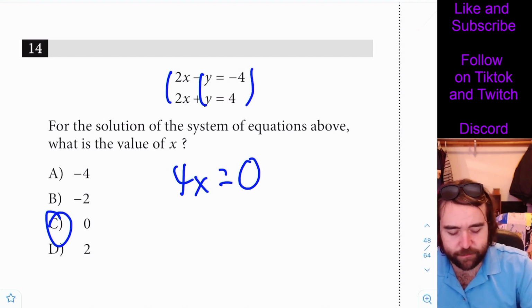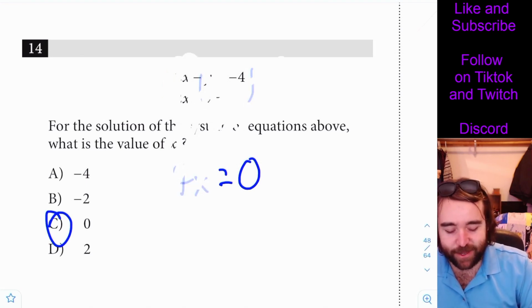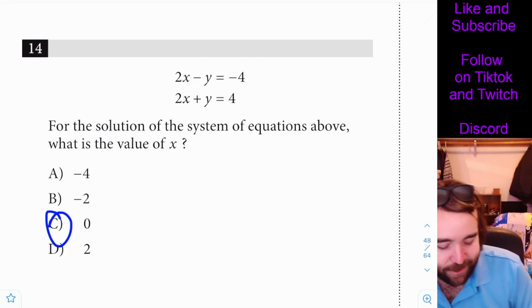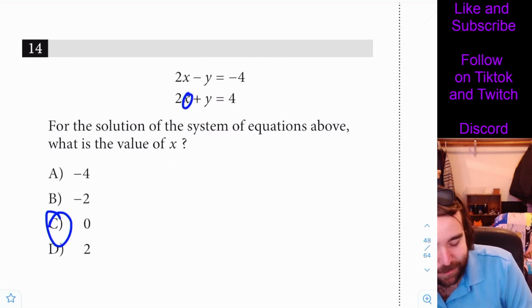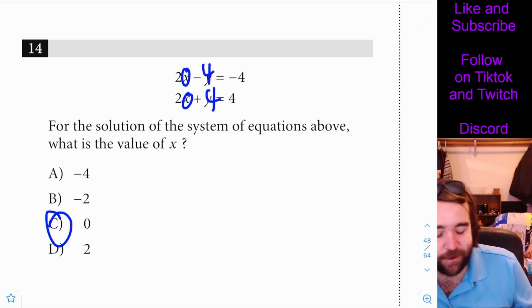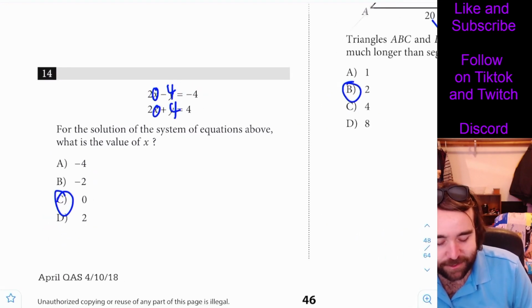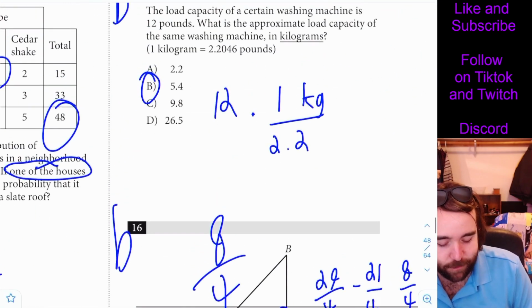And you could check yourself. It always just slightly annoyed me, because you see how when you go and plug in, it just becomes so obvious. So we plug in 0, that means y has to be 4. And then 0 minus 4 is negative 4. It just becomes really obvious when you realize x is 0.